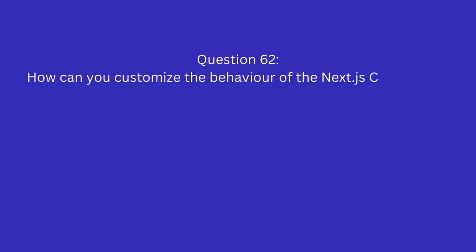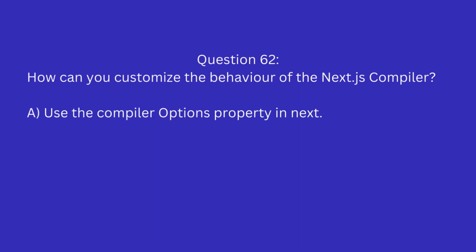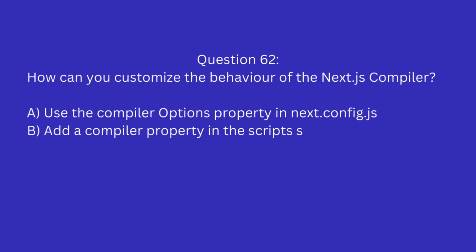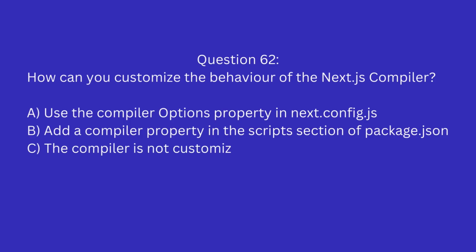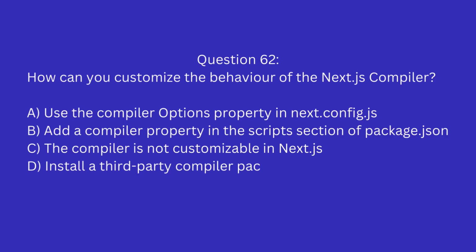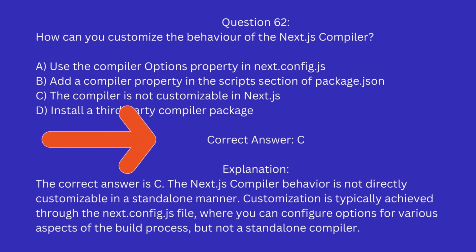Question 62. How can you customize the behavior of the Next.js compiler? A. Use the compiler options property in next.config.js. B. Add a compiler property in the script section of package.json. C. The compiler is not customizable in Next.js. D. Install a third-party compiler package.